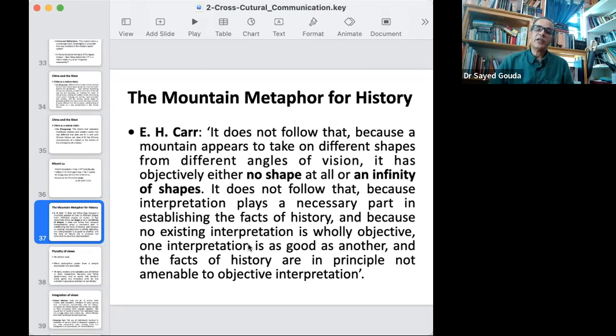So he says here there is no objective interpretation for history. Any interpretation of history is somehow subjective. And that's why one interpretation might be as good as another.